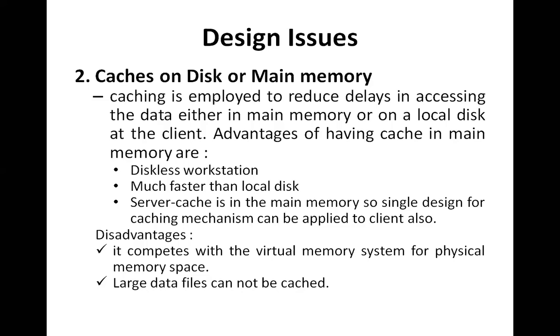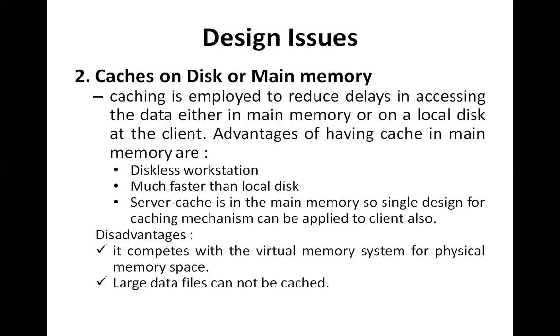But we have certain advantages if we are doing the caching on the local disk. This disadvantage of caching in main memory can be removed if we have to store large files, because a large file can be easily cached on the local disk without affecting the performance of the system. And the virtual memory system is also very simple in that case.